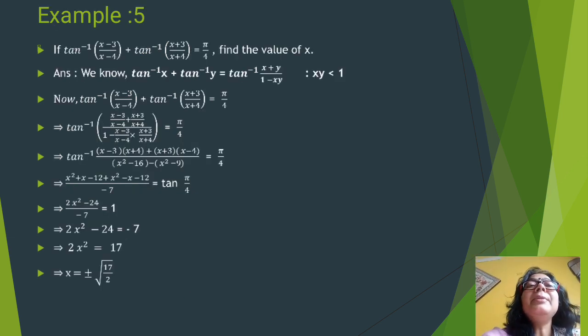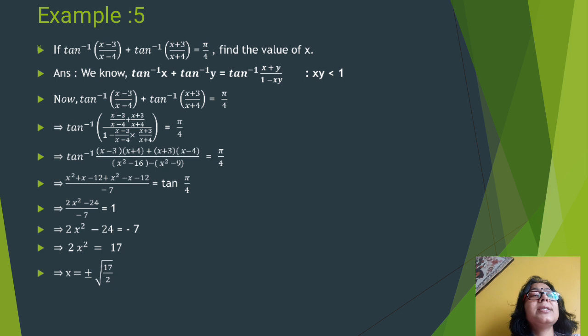Next is example 5. If tan inverse of x minus 3 by x minus 4 plus tan inverse of x plus 3 by x plus 4 is equal to pi by 4, then find the value of x, means this is a solution you have to find out. So here also same way, tan inverse x plus tan inverse y equals tan inverse of x plus y by 1 minus xy, that formula we have to use.